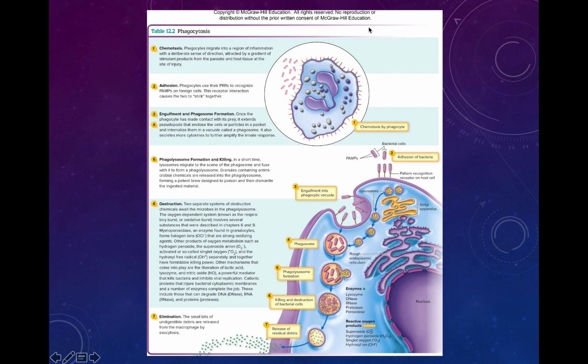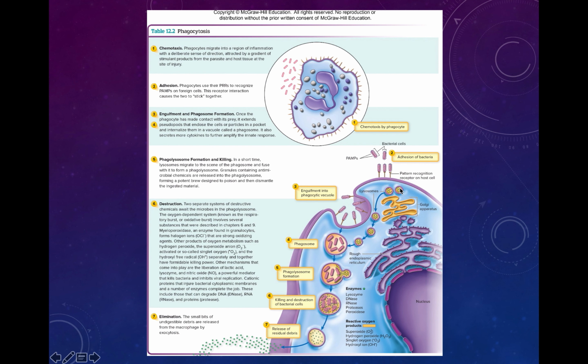So phagocytes migrate to the area of inflammation by being attracted to chemical gradients that are released by the injured tissue. Once they arrive, they'll bind to any bacterial cell through those pattern recognition receptors, like toll-like receptors on the surface of these cells, and those recognize particular patterns on the surface of bacterial cells. This binding will elicit engulfment or endocytosis. This is into a first compartment called a phagosome.